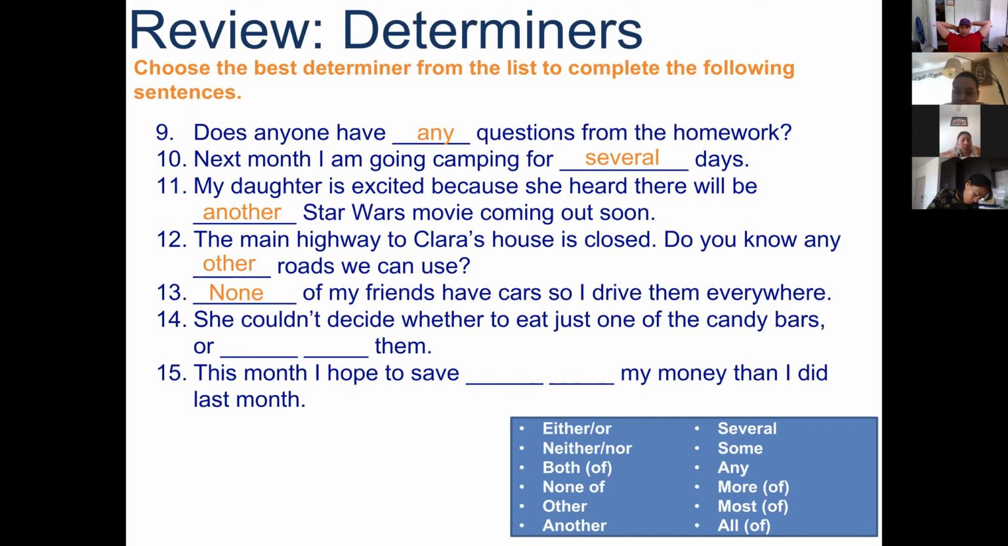She couldn't decide whether to eat just one of the candy bars or all of them. Yeah, you could say all of them or both of them, depending on, you know, this doesn't give us much context.